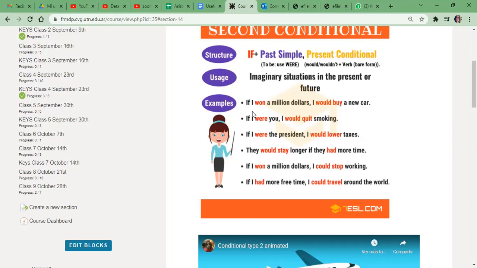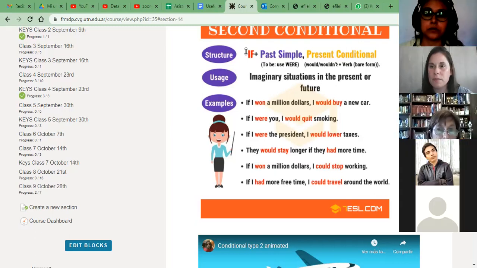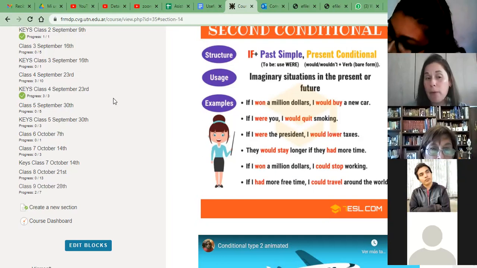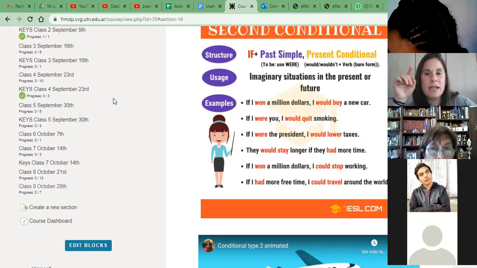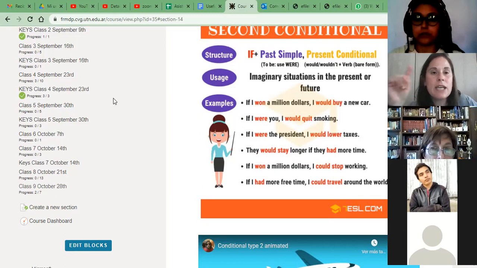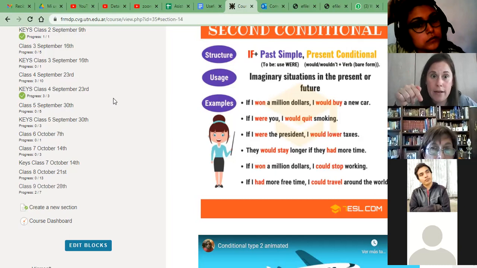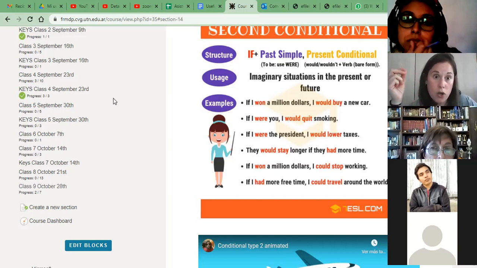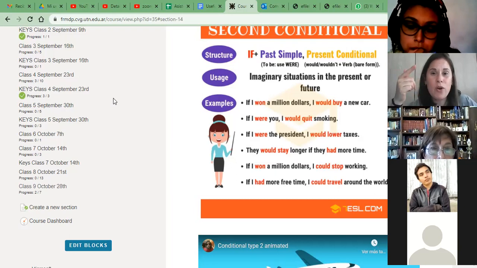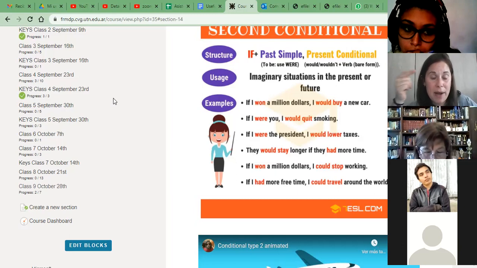If I were you, I would quit smoking. Pay attention to these people; this is very much used. If I were you, si fuera vos. Pay attention that here is the only time when we can use "were" for "I". Because usually we use "was" for "I", but in the conditional you can use "were" for "I". That is very important to detect.